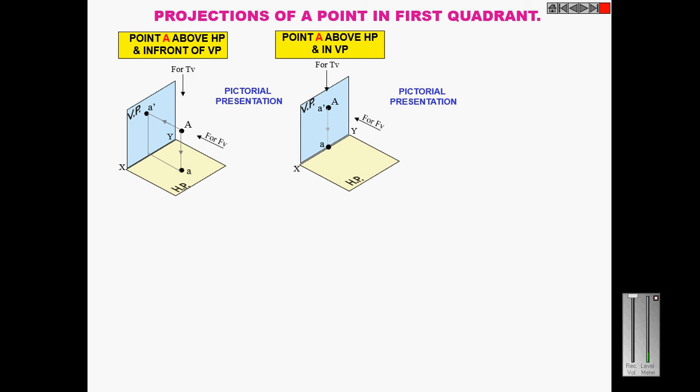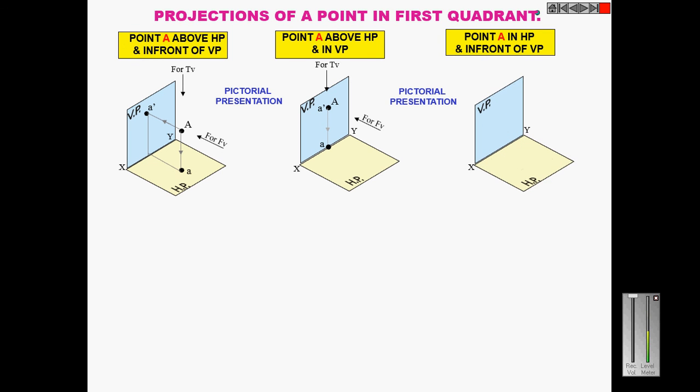This is the pictorial representation of a point A which is above HP and in VP. And the third case is, point A is in HP and in front of VP. So if the point A is in HP, the front view A dash will be on the reference line, and the top view A and capital A will be the same point. So this is the pictorial representation of the three different cases of a point in the quadrants.